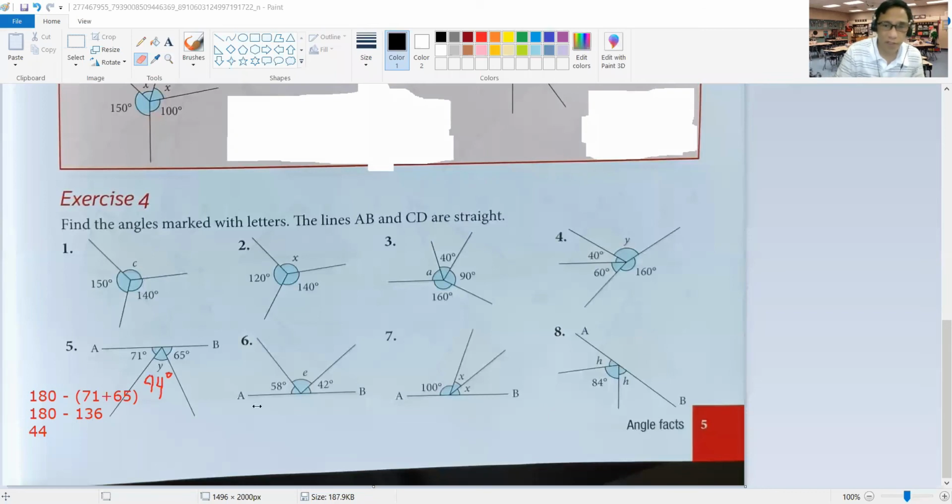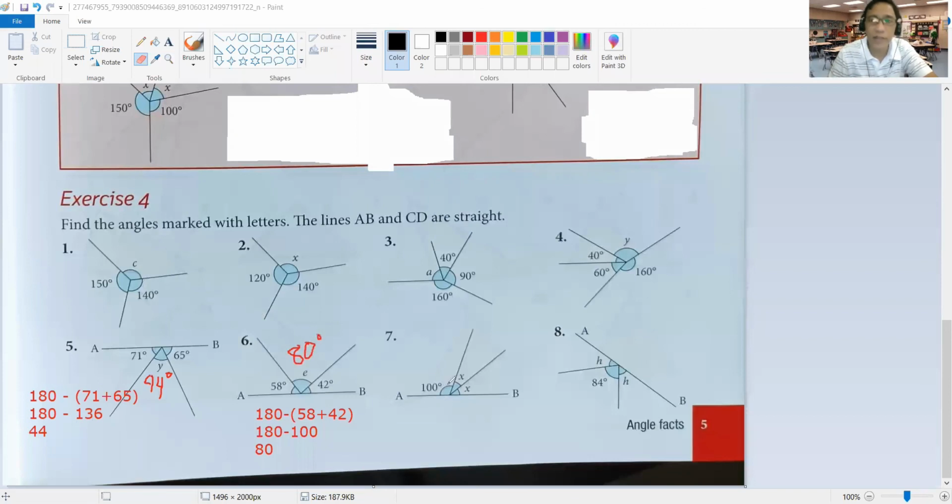The same process as usual. You will get 180 minus, in brackets, 58 degrees plus 42 degrees. So 180 minus 58 plus 42, which is 100. So therefore, 180 minus 100 is 80 degrees. Therefore, angle E here is 80 degrees.